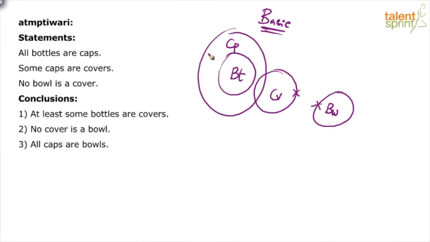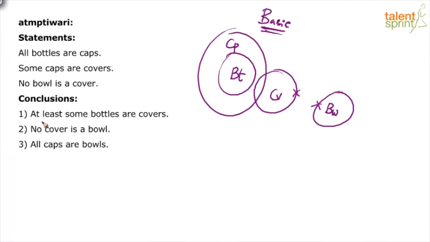All bottles are caps anyway, so it has to be done this way. But when you say some caps are covers, try to draw covers in a way that it overlaps only with caps, avoiding overlapping with bottles. And then no bowl is a cover can be drawn in this way. Of course, you can draw bowls on this side as well, but basic diagram should have minimum overlapping, so try to keep it as disjoint as possible.